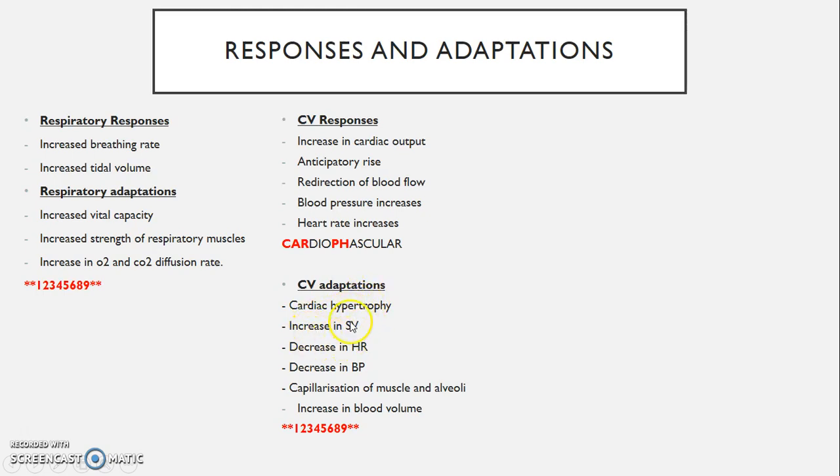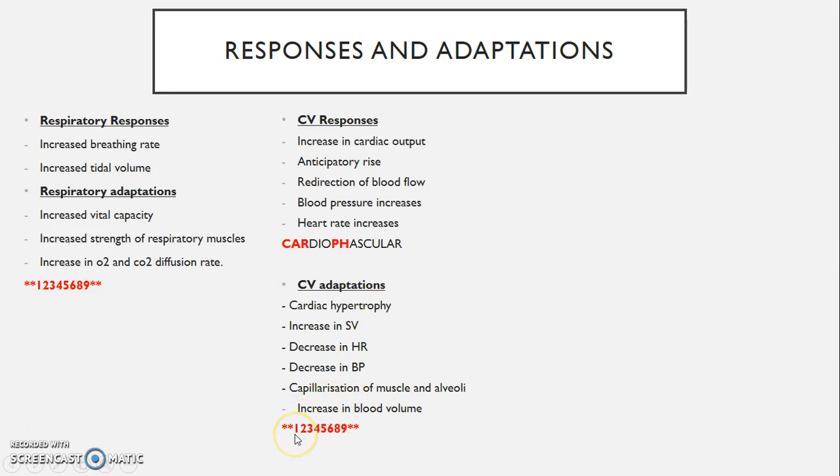Remember, stroke volume, we have to think of venous return, i.e. the amount of blood going back to the heart, as well as Starling's law, the stretch of the ventricle. Decrease in heart rate, decrease in blood pressure, and finally capillarization of the muscle and alveoli, increase in blood volume. Now, once again, the 1, 2, 3, 4, 5, 6, 8, 9 works with this.